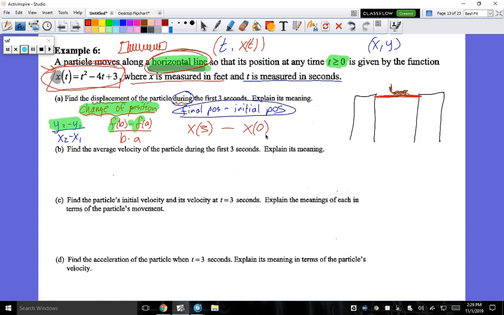So now what I'm going to do is plug in 3 as my input right here into my position function. And if I plug in 3, I get 9 minus 12 plus 3. What's my final position? 0. Now let's plug in 0 where my t's are. And what would I get? 3. So 0 minus 3, my displacement is negative 3 what? Negative 3 feet.